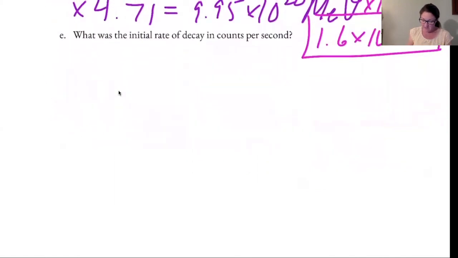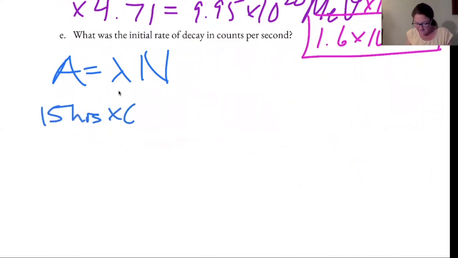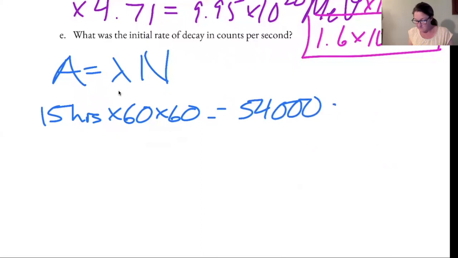Okay, for the last part of the problem, what was the initial rate of decay in counts per second? I'm going to use A equals lambda times the number of atoms that I had present in the beginning. Now, we have to be careful here because this lambda needs to be calculated from the half-life in seconds. And so 15 hours times 60 minutes times 60 seconds, 15 times 3,600 yields 54,000 seconds.